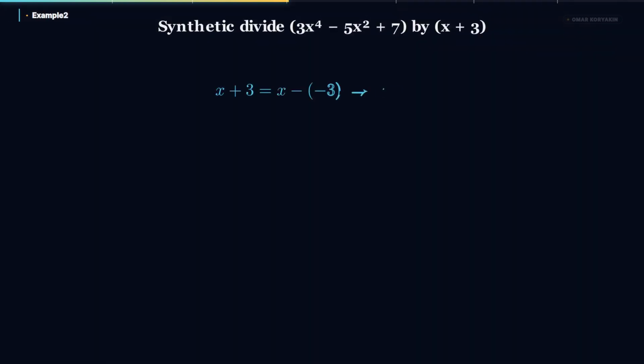Here is a second worked example, this time with 0 placeholders for missing exponents. Divide the polynomial 3x to the 4th minus 5x squared plus 7 by x plus 3 using synthetic division. The divisor is x plus 3, which we rewrite as x minus negative 3 to identify c equals negative 3.